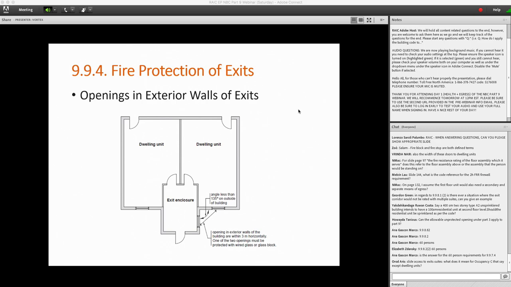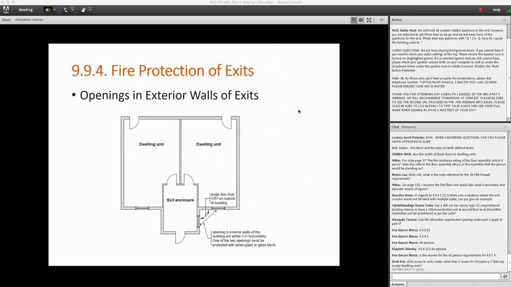Now, when you are checking the travel distance to an exit, you do it from the remotest point in the floor area to the exit, unless where you have the suite constructed as a fire separation with a fire resistance rating in a non-sprinklered building, or in a sprinklered building where the suite is constructed as a fire separation without a fire resistance rating, and the egress door from the suite opens into a public corridor. Then in that case, you can measure the travel distance from the egress door of the suite to the exit.